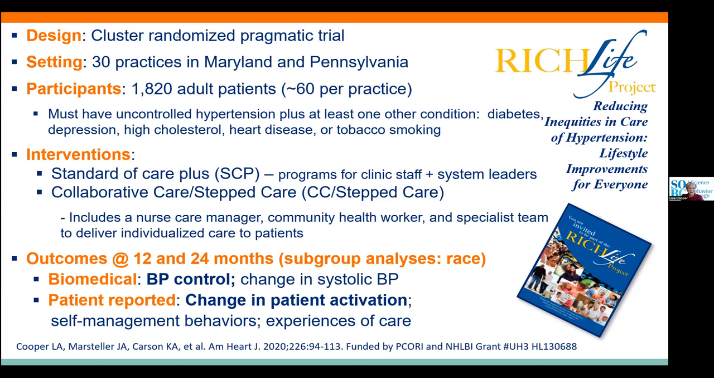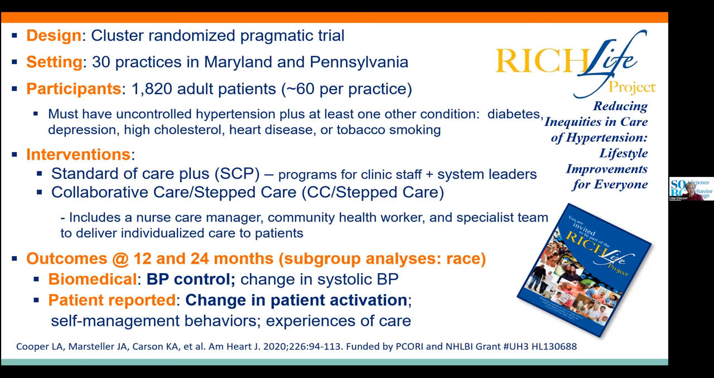And then the collaborative stepped care arm, which received all of the same programs that the Standard of Care Plus program received, but also each practice in that arm had a nurse care manager and a community health worker assigned to work with the patients with uncontrolled hypertension. And then we also had a remote specialist team that was available to be consulted if there were complex medical issues that the patients were facing. Now, the main outcomes were blood pressure control and change in blood pressure, but also patient-reported outcomes, including patient activation, self-management behaviors, and experiences of care.